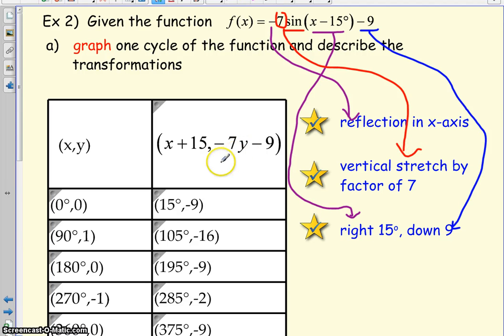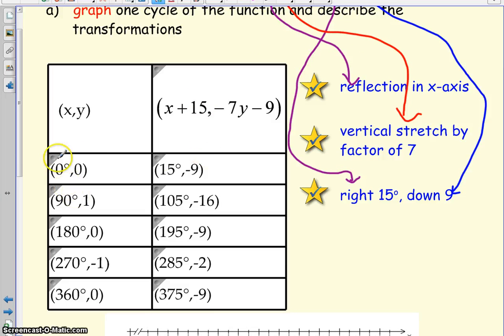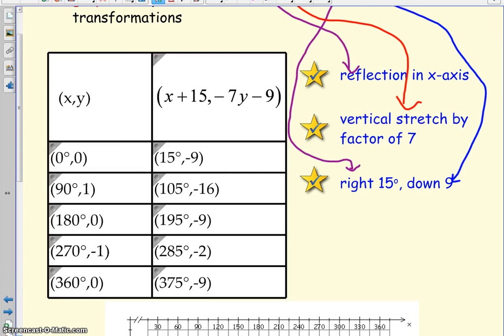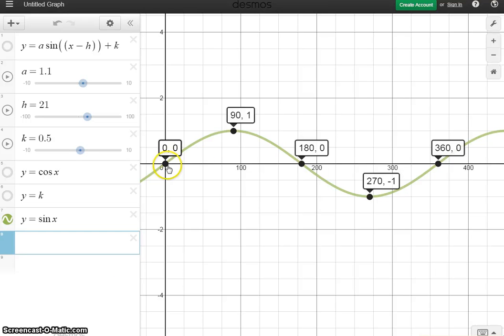Okay, so we create our mapping rule. Our mapping rule is going to be (x, y) goes to (x + 15, -7y - 9). And again, be careful with the key points you start with, because this is sine x instead of cosine x, so they are going to be slightly different. Looking at sine x, it starts on its axis at (0, 0), then goes up, back down to the axis, down to the minimum, and then back up to the axis. And again, they're all intervals of 90 degrees to start.